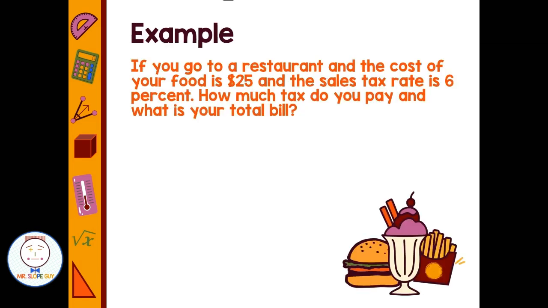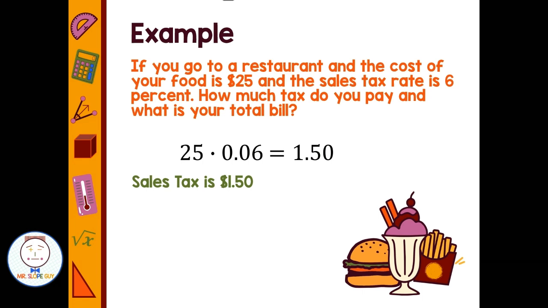So if you go to a restaurant and the cost of your food is $25 and the sales tax rate is 6%, how much tax do you pay and what is your total bill? All right, so first we need to think about 6% as a decimal. 6% as a decimal is 0.06, and we're going to multiply that by the $25 we spent in food. So 6% of 25 is $1.50. So that means we'd have $1.50 in tax.